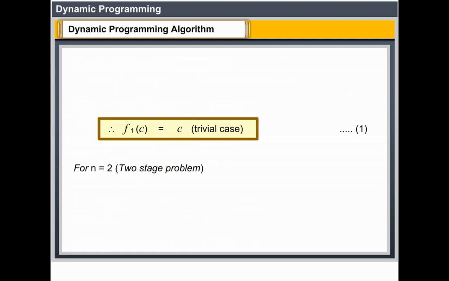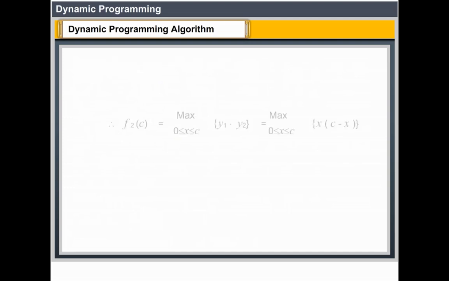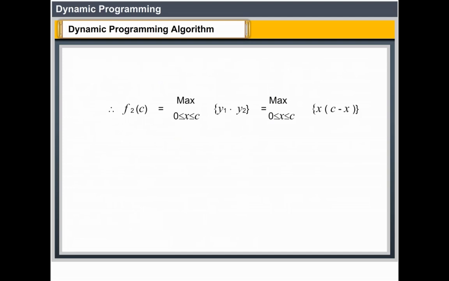For n = 2, two-stage problem. Here, c is divided into two parts, y1 = x and y2 = c minus x, such that y1 + y2 = c. Therefore, f2(c) = maximum for 0 ≤ x ≤ c of y1 y2 = maximum for 0 ≤ x ≤ c of x(c minus x) = maximum for 0 ≤ x ≤ c of x into f1(c minus x), since f1(c) = c.